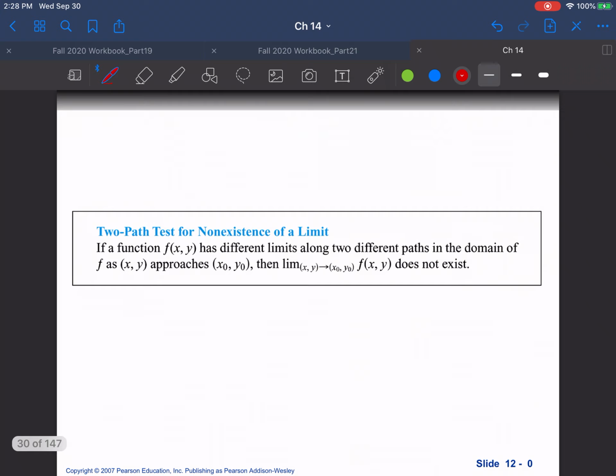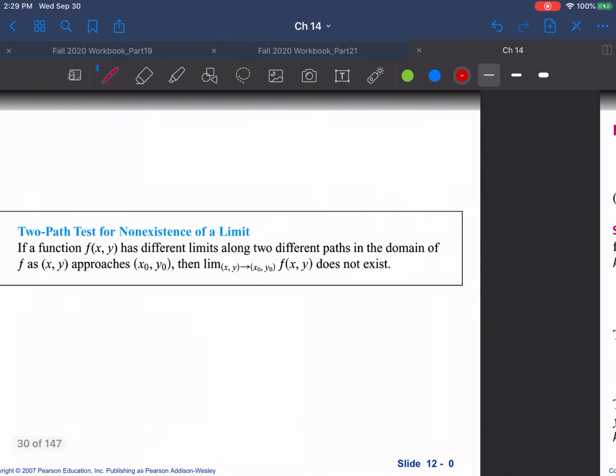This brings us to the two-path test for non-existence of a limit. It says that if a function f of x, y has different limits along two different paths in the domain of f as (x, y) approaches (x naught, y naught), then the limit of f of x, y as (x, y) goes to (x naught, y naught) does not exist. Hopefully that makes sense, because if you come in different ways and get different values, then of course you don't have a limit. If you can find just two different paths that give you two different limits, then no limit.